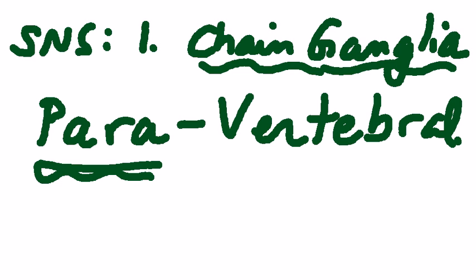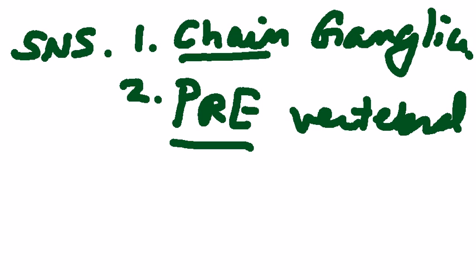So at every level, all the way from the thoracic and cervical areas down into the sacral and the pelvic areas, the sympathetic chain ganglia are located in a paravertebral location. So again, the sympathetic chain ganglia are also called paravertebral ganglia because they're located to the sides of the vertebral column. However, the other set of sympathetic ganglia are called prevertebral ganglia.